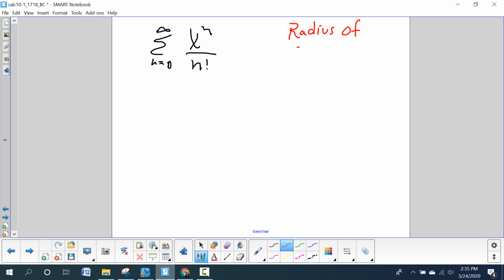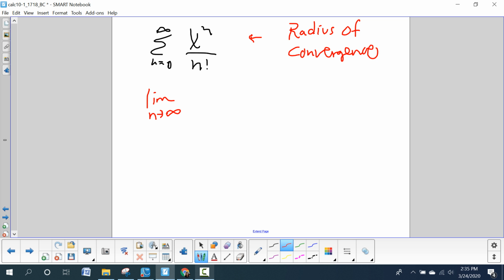And when I say that, what that means is I'm looking at the size of the interval of x values. For what x values will the series converge, and how big is this interval of convergence? So this is what I'll do here. If I want to figure out for what x values this series converges, I'm going to actually use the ratio test. We always use the ratio test to do that.